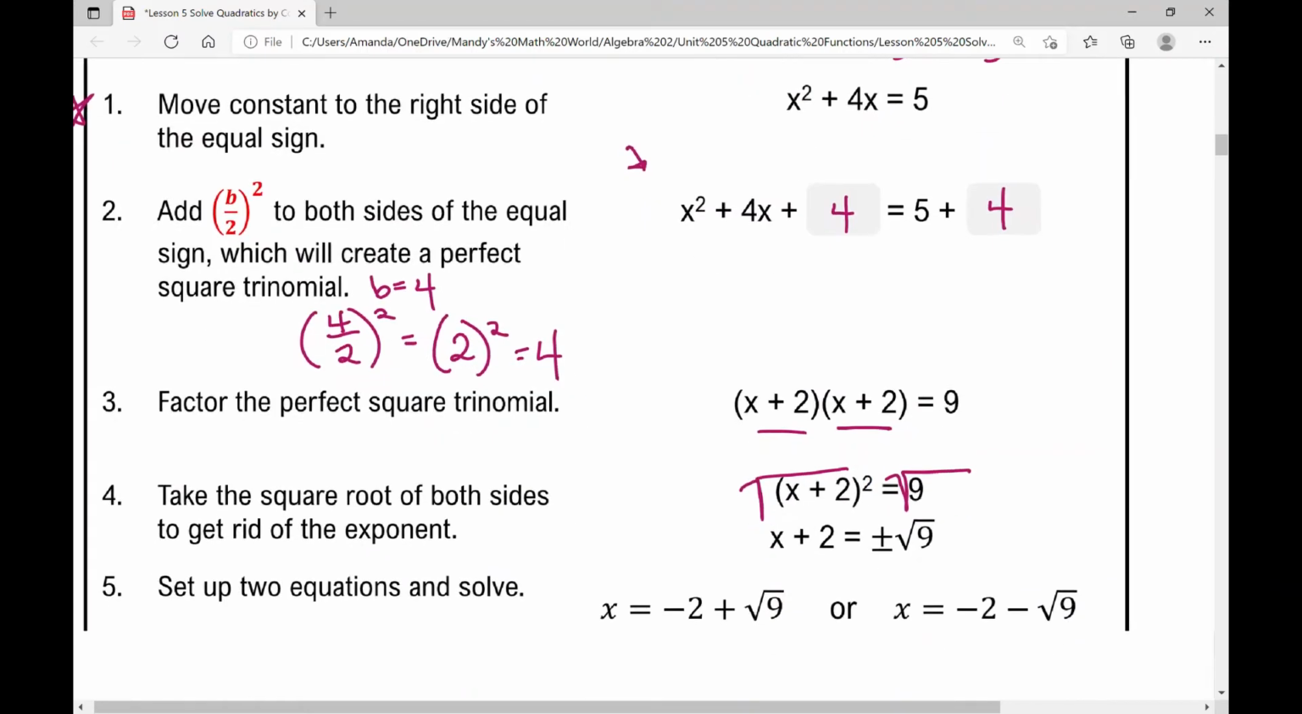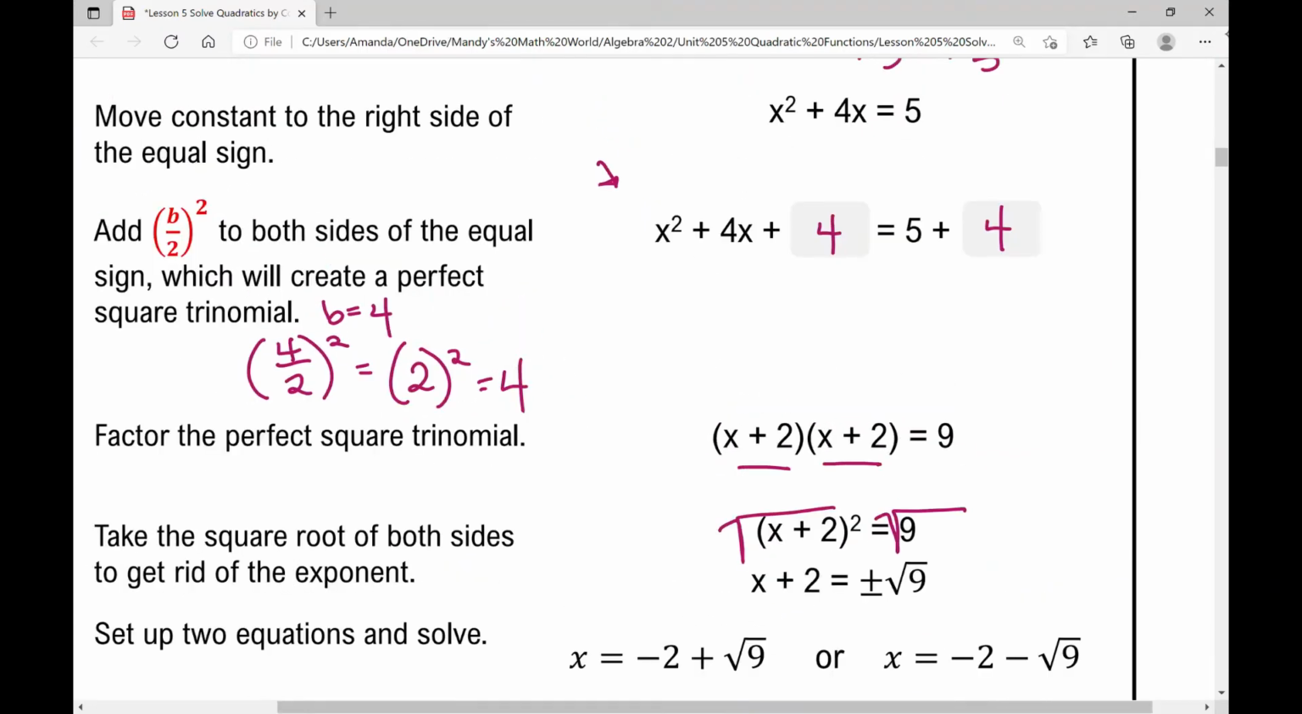But when I do that, that undoes this square over here, right? They cancel out. If I take something and I square it and then I take the square root of it, I'm back to where I started. So I get x plus 2. But if I take the square root of 9, I actually am going to get a positive or a negative, right? Because we know the square root of 9 is 3, but 3 squared is 9, and negative 3 squared is also 9.